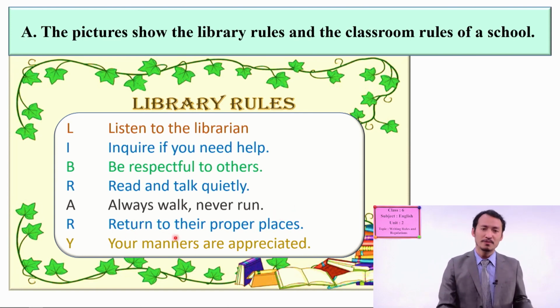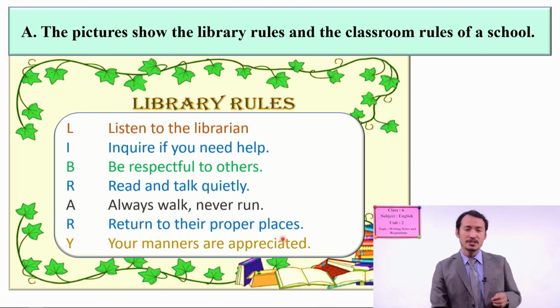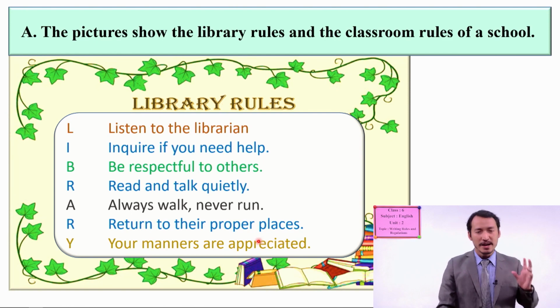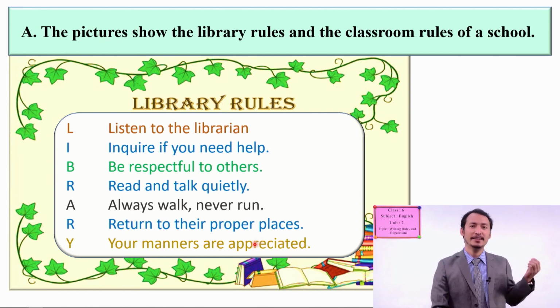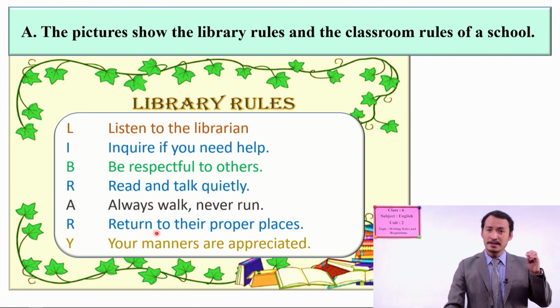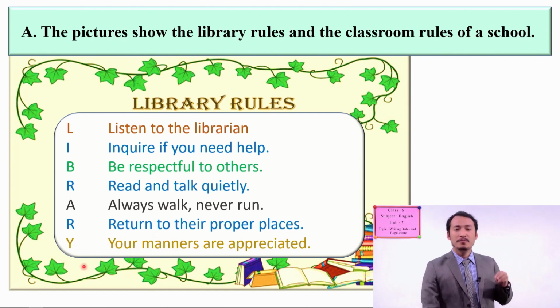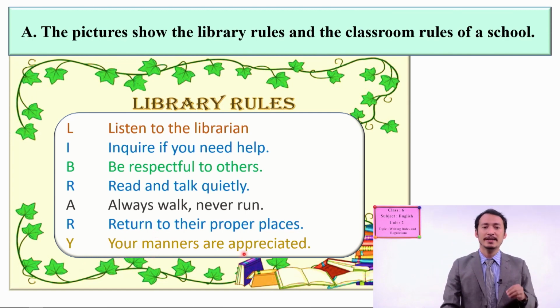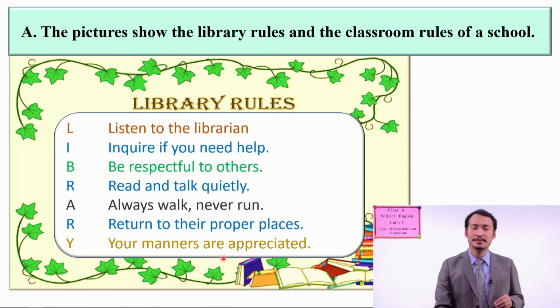So you have to walk slowly. And R is for return to their proper places. So what to return? You have to return the books you have taken to the same place or the proper place or categories of the book where you have taken from. And Y is for your manners are appreciated. So you have to show your good manners. If you show good manners, it will be praiseworthy or it is appreciated.